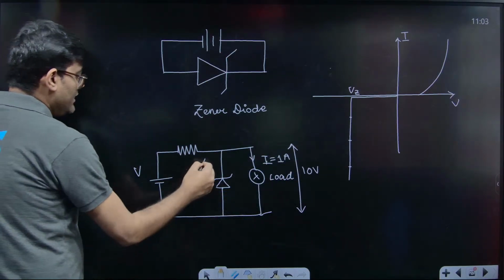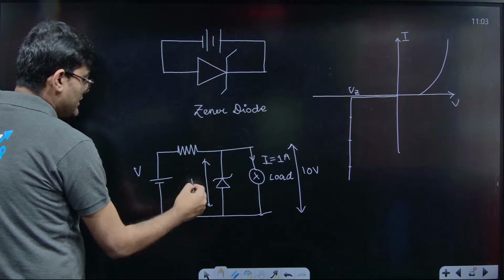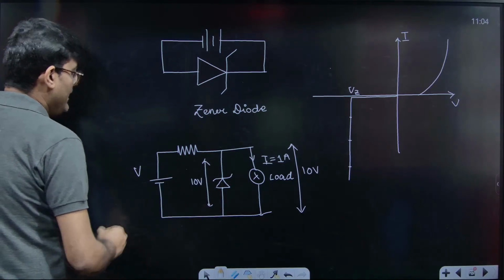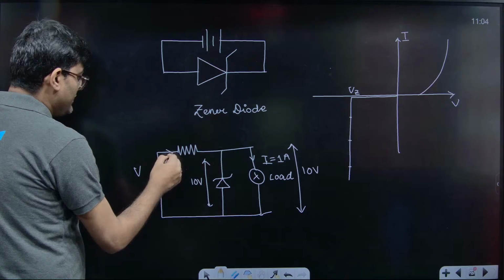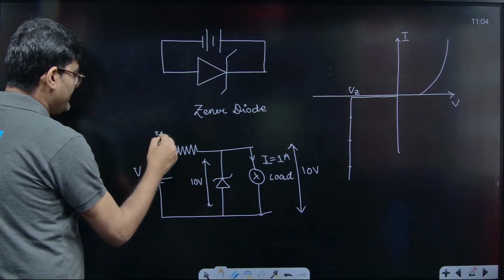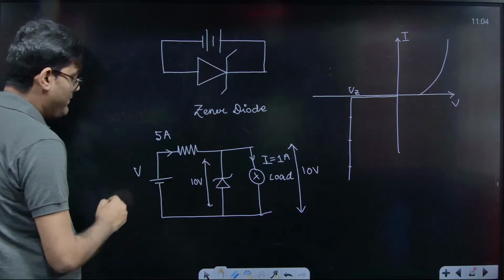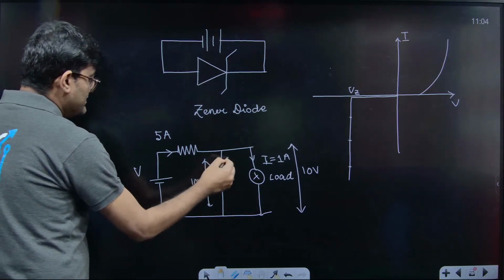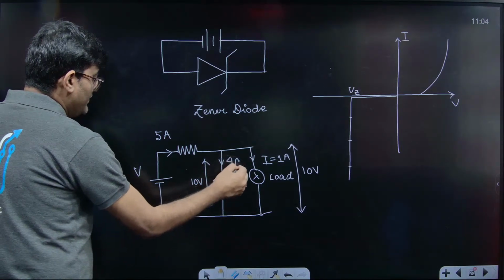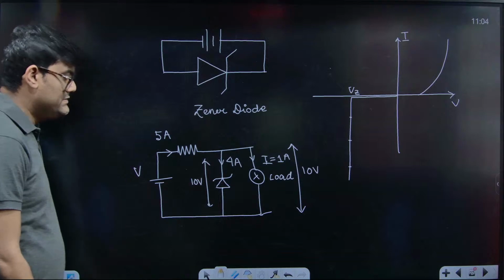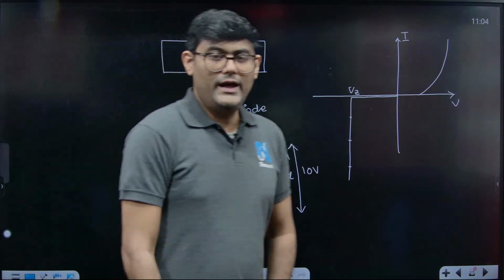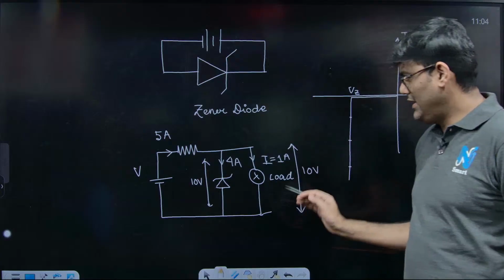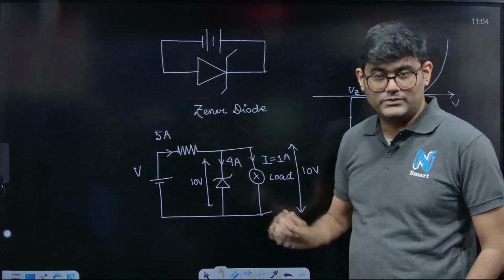So this Zener voltage is 10 volt, right, and suppose this current is 5 ampere. So what is actually happening in this circuit? In this circuit, the Zener diode is carrying a 4 ampere current within it. Zener diode is carrying 4 ampere current and the rest 1 ampere current is passing through this load. It is a normal condition, suppose.